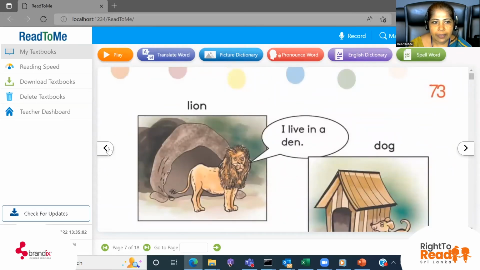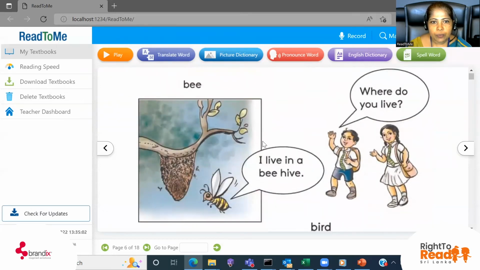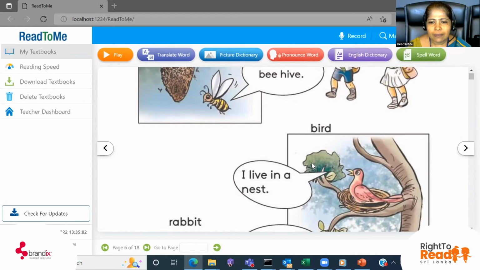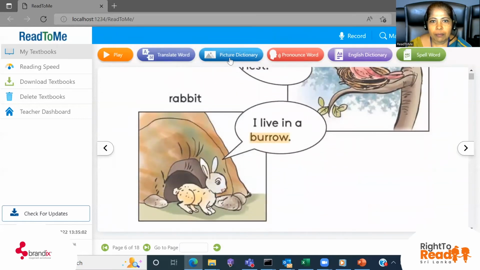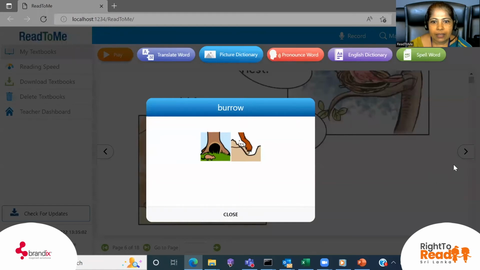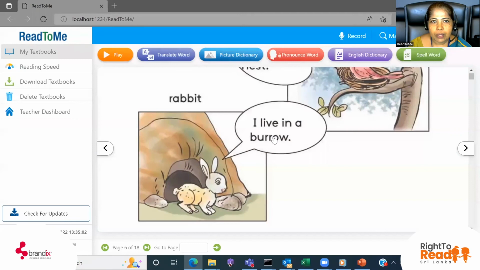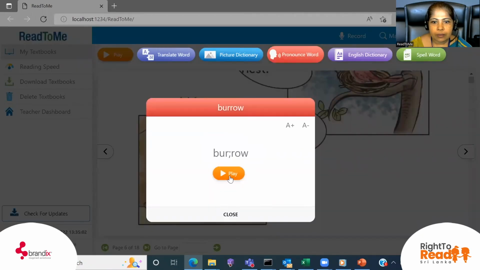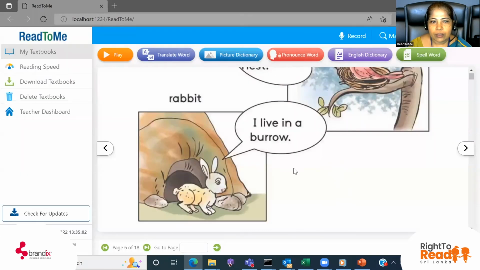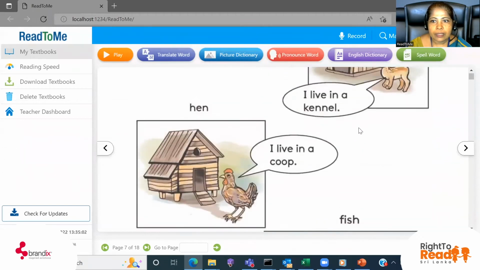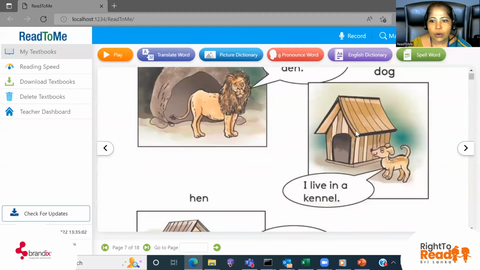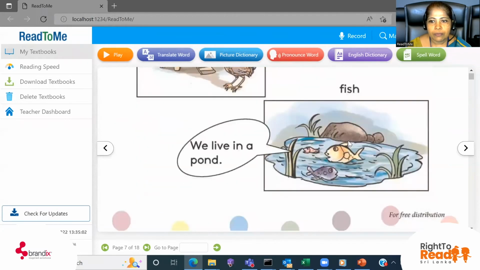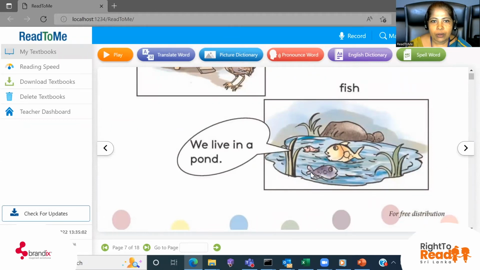So we saw a lot of animals and their homes, right? So what are the animals we saw? The creatures. We have bee. Bee lives in a beehive. We have the bird. Where does the bird live? Yeah, in a nest. Okay, and the rabbit. Pronounce this word. Yeah, this is the picture of a burrow. How to pronounce the word? Burrow. Right? Yes. So we know that the rabbit lives in a burrow. And lion lives in a den. The dog lives in a kennel. Hen lives in a coop. Fish. Yeah? They live in the pond, right? Sometimes we see them in the rivers, in the sea.